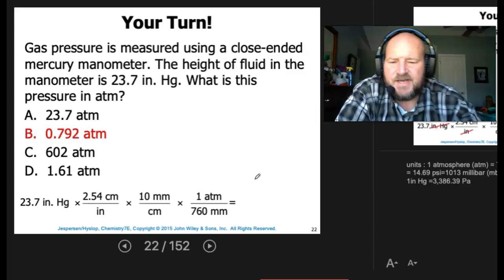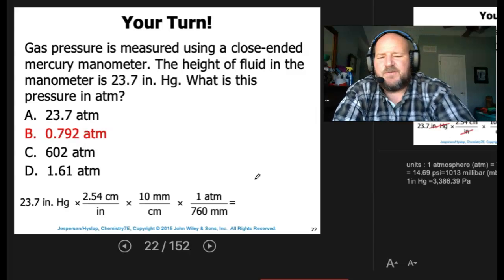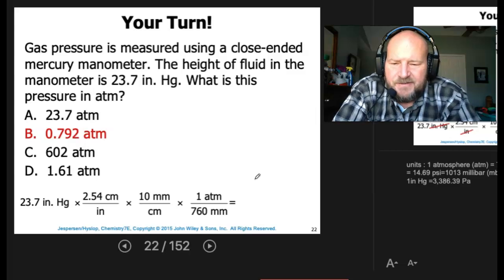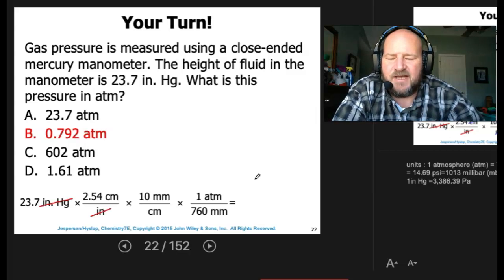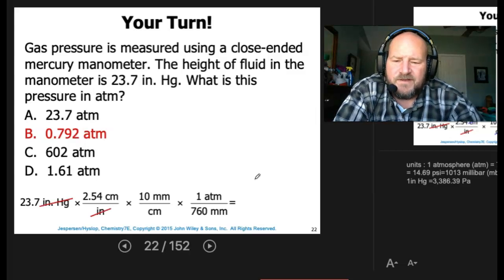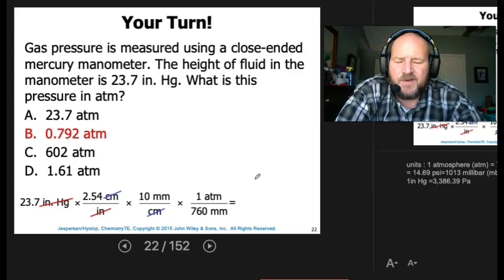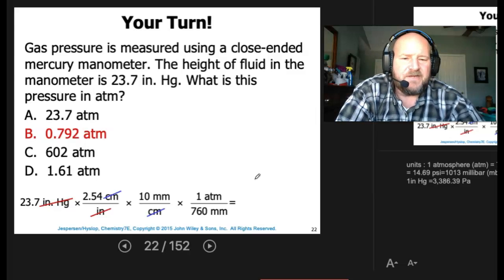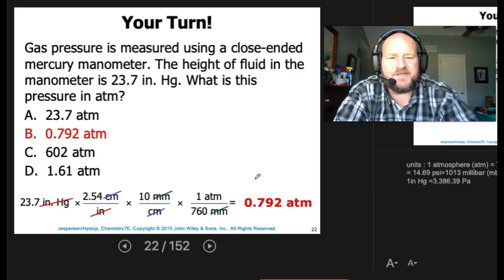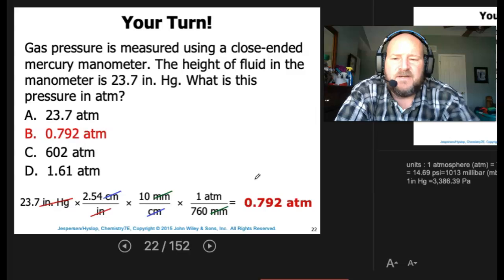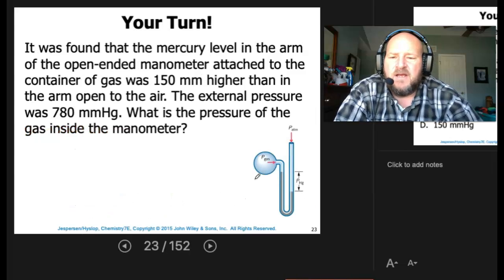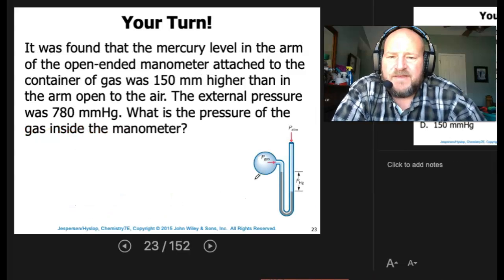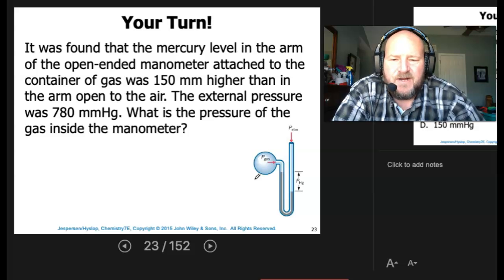And again, you're going to take inches of mercury, 23.7, convert that to centimeters. Here we'll see the inches cancel out. Then we'll convert the centimeters to millimeters. Centimeters will cancel out. Now that we're in millimeters of mercury, we can convert that to atmospheres, and that gives us 0.792.